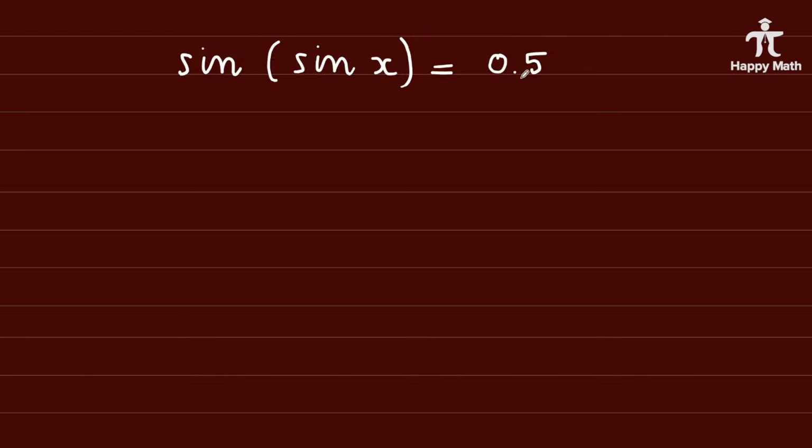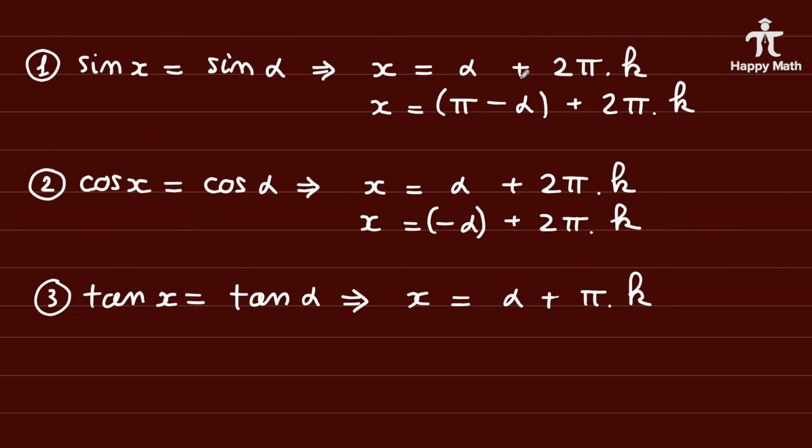The first thing is the general solution for sine. On the screen now, I show you three formulas for the general solution for the sine function, cosine function, and tangent function. And the relationship between the two general solutions is alpha and pi minus alpha, a supplementary relationship. And this is a lot easier, right?